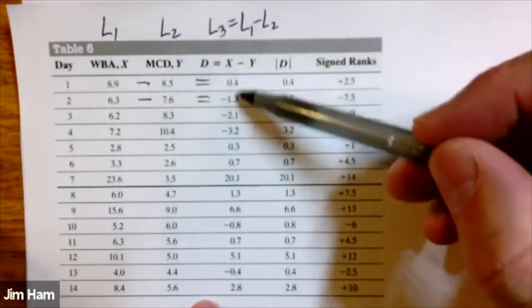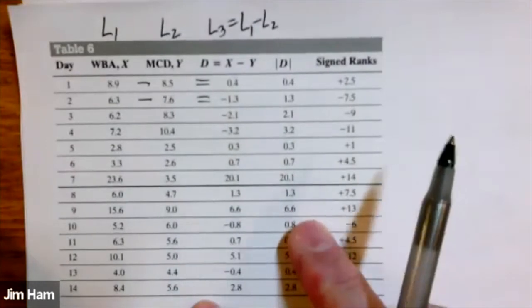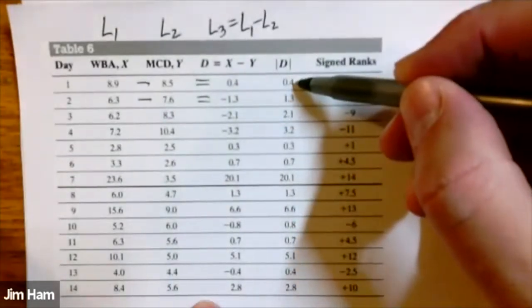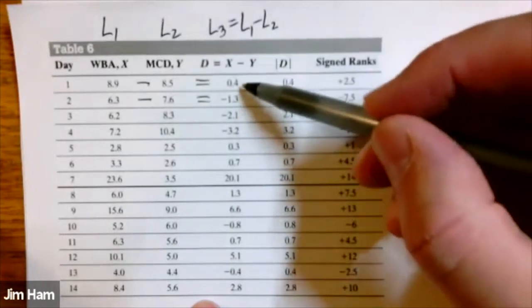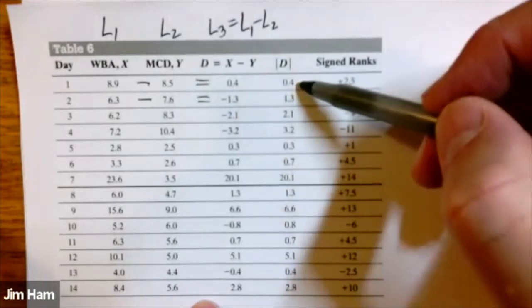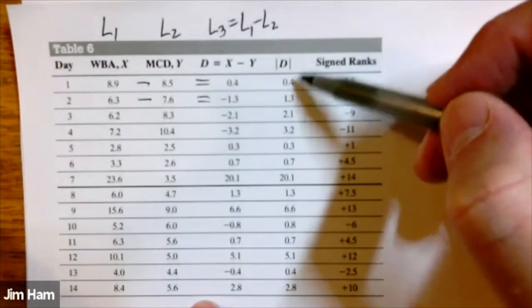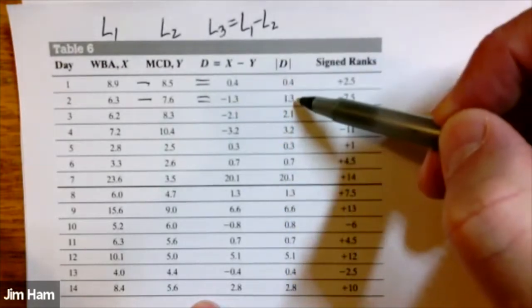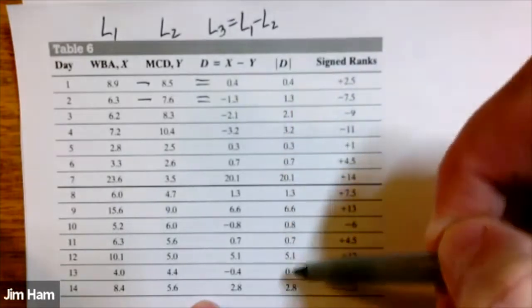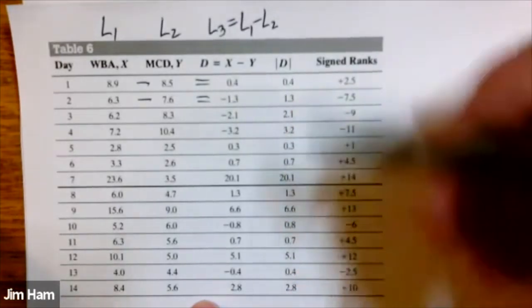And so if you take all these numbers and just bring them over and convert every single one of them to a positive number, that's what absolute value does. So a positive 0.4 comes over as the same thing, positive 0.4. A negative 1.3 comes over as the positive version of that. Same thing with all of these. All right.